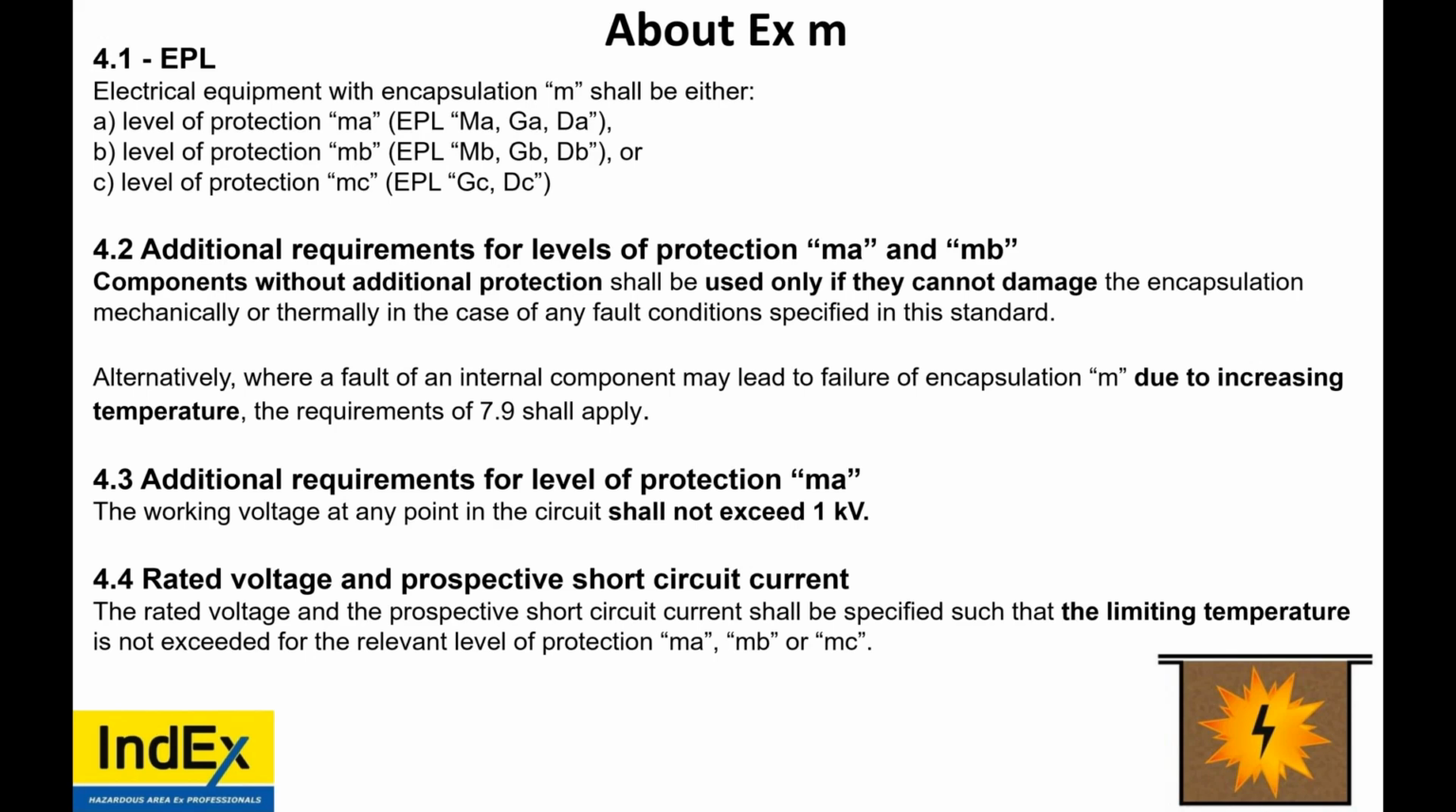The rated voltage and prospective short circuit current shall be limited by the temperature in that it does not exceed the temperature for MA, MB, MC. So the rated voltage and the prospective short circuit current is limited by temperature. Obviously, the triangle, yes. When we're talking about ignition sources, heat is a possible ignition source. So we need to limit temperature.